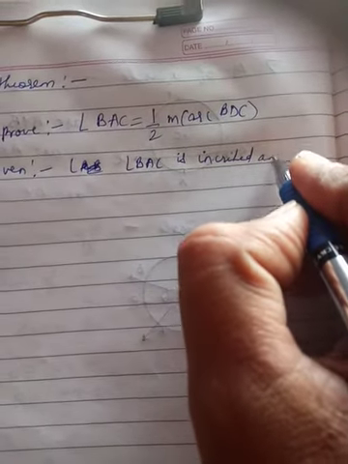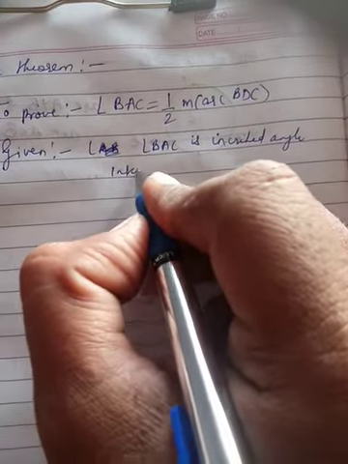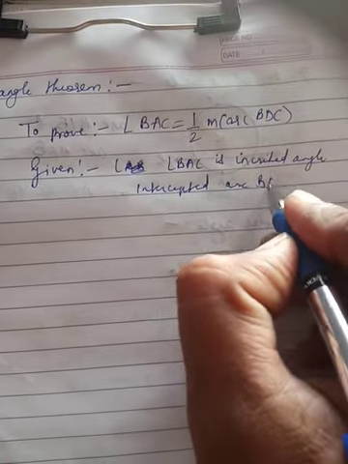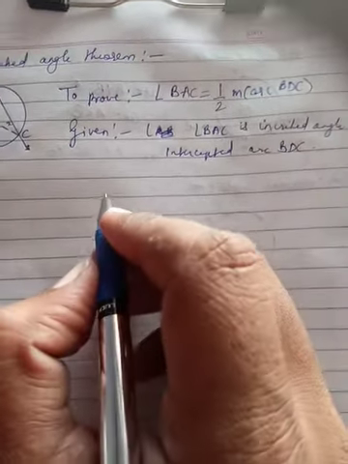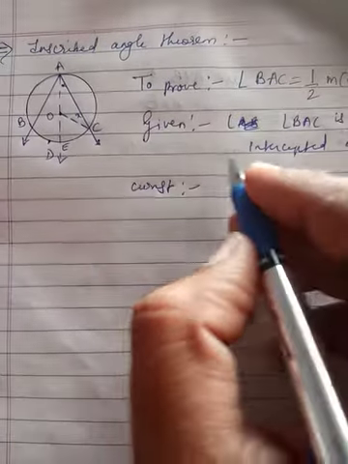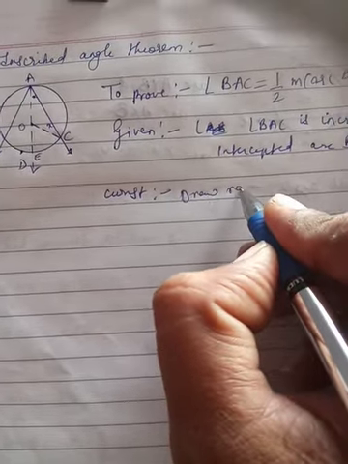What is given to us? Let us see. Angle BAC is an inscribed angle, intercepted by arc BDC. It is an inscribed angle intercepted by arc BDC. After that, we need to do some construction, that is, draw ray OA.